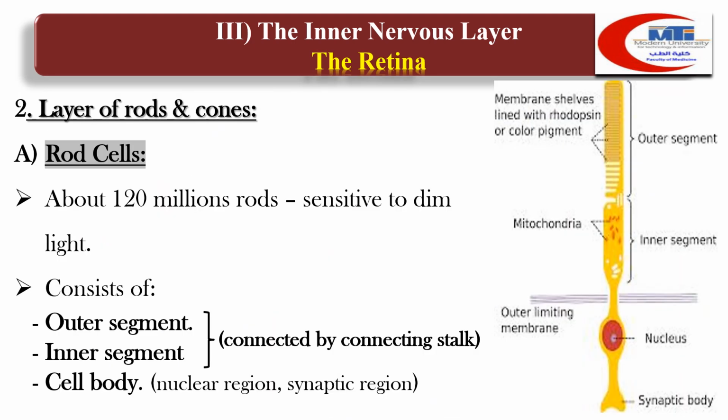Okay, let's start with rod cells. The rod cells are about 120 million. They are sensitive to dim light. They consist of outer segment and inner segment, connected at what is called the connecting stalk, and also consist of the cell body with the nuclear region and synaptic region.